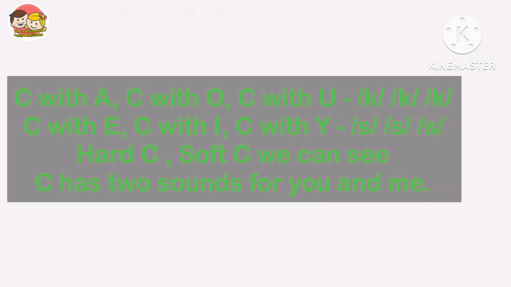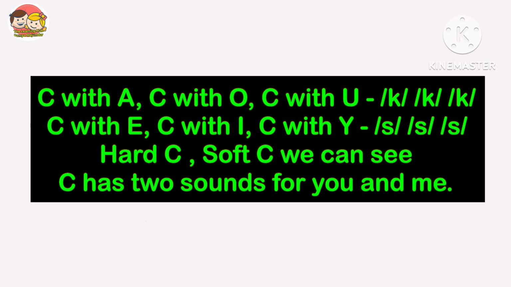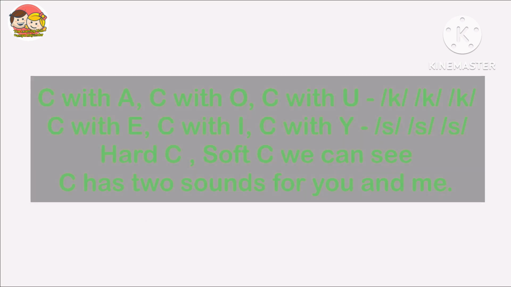Now let's sing a catchy song. C with A, C with O, C with U, K, K, K. C with E, C with I, C with Y, S, S, S. Hard C, soft C, we can see. C has two sounds for you and me.